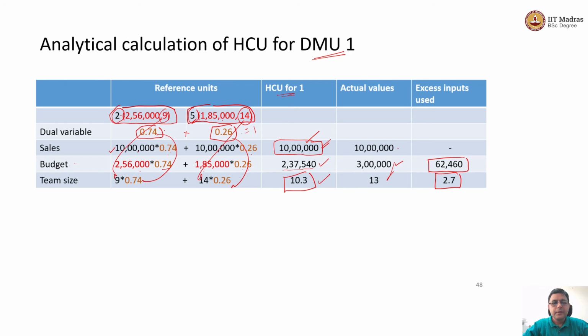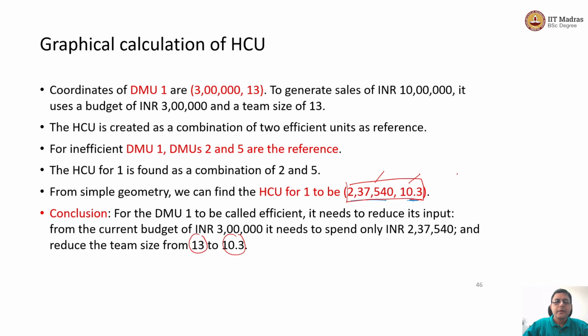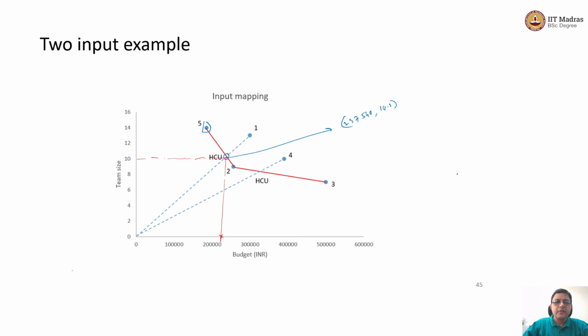Okay, understood? Let us conclude the session by doing the same analysis for DMU4. Recall what is the argument for DMU4? DMU4 is inefficient. Our recommendation is it moves along the blue dotted line and comes here.